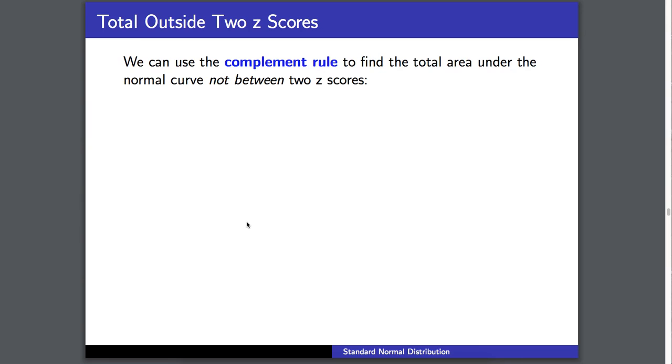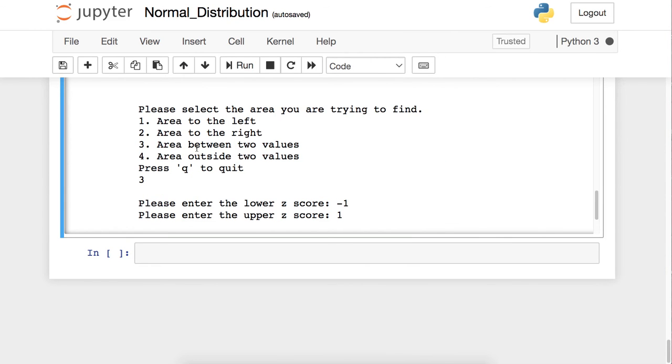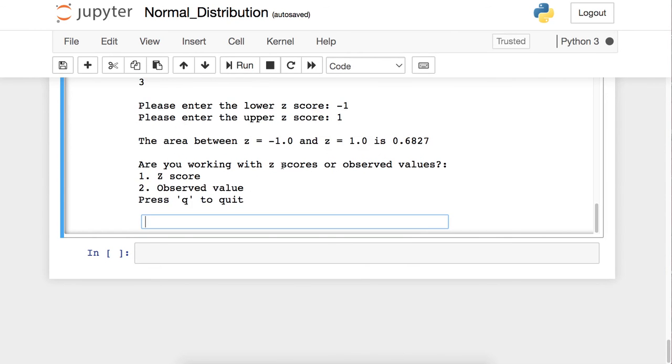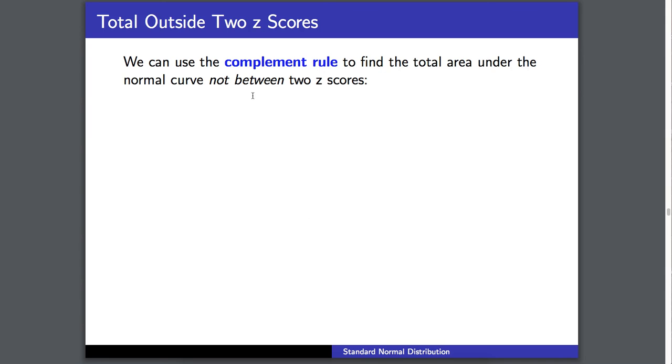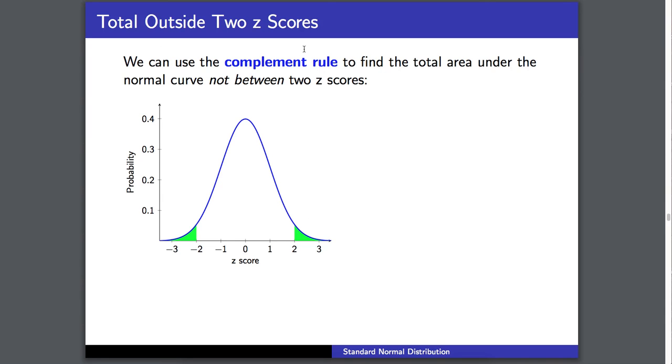So we can use the complement rule to find the area under the curve not between 2 z-scores. But again, as we've seen, we also have the ability to find the area outside 2 values. If the program you are using does not have the ability to find it outside, you have to find the area between and then use the complement rule. So here would be outside of 2 standard deviations, which is 1 minus the area in between. So about 100% minus 95%, about 5% of the total values would be outside of 2 standard deviations.